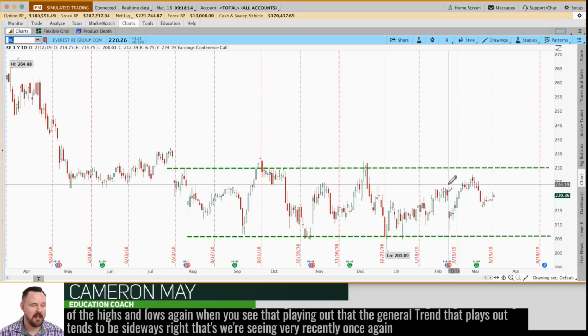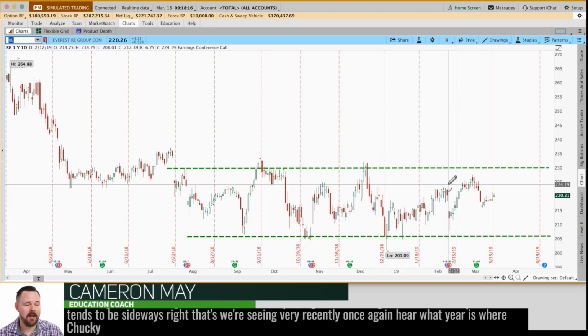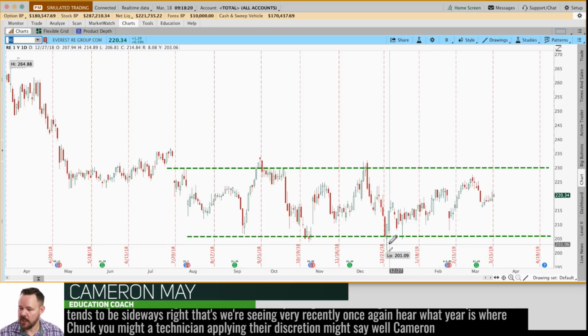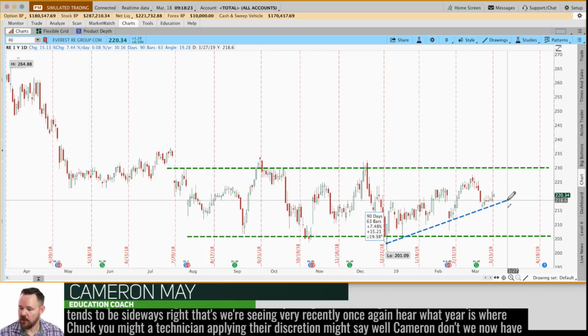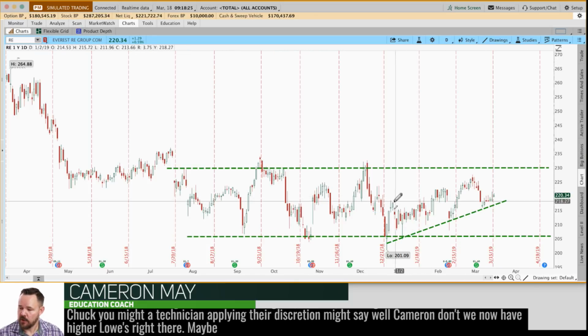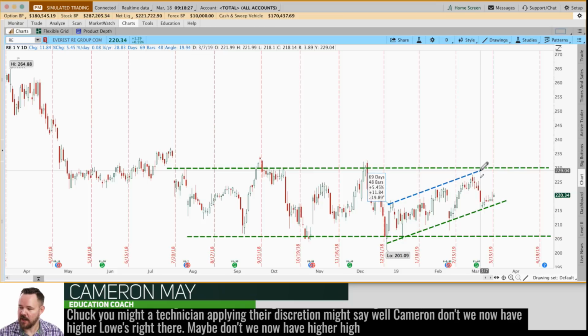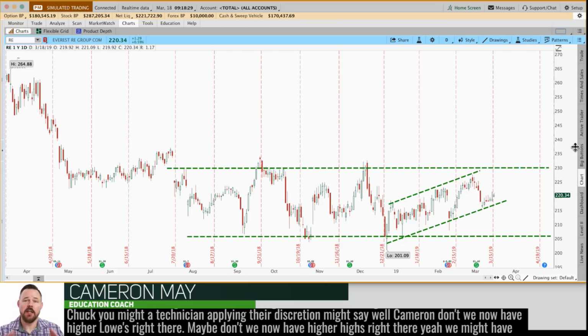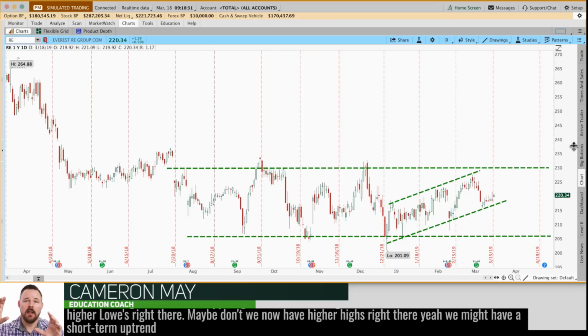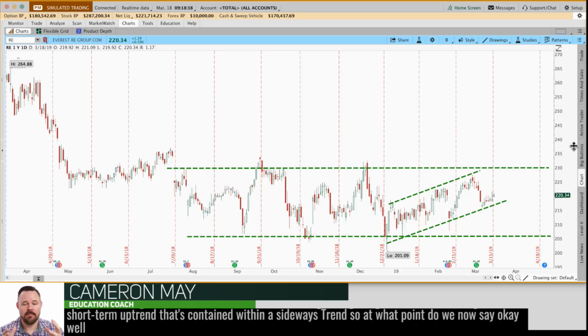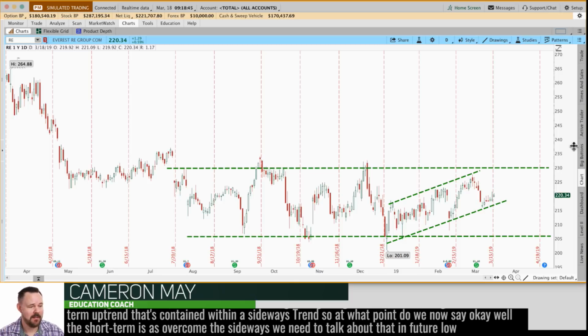Once again, here's where, Chuck, a technician applying their discretion might say, well, Cameron, don't we now have higher lows right there? Yep, maybe. Don't we now have higher highs right there? Yeah, we might have a short-term uptrend that's contained within a sideways trend. So at what point do we now say, okay, well, the short term has overcome the sideways? We need to talk about that in future lessons.